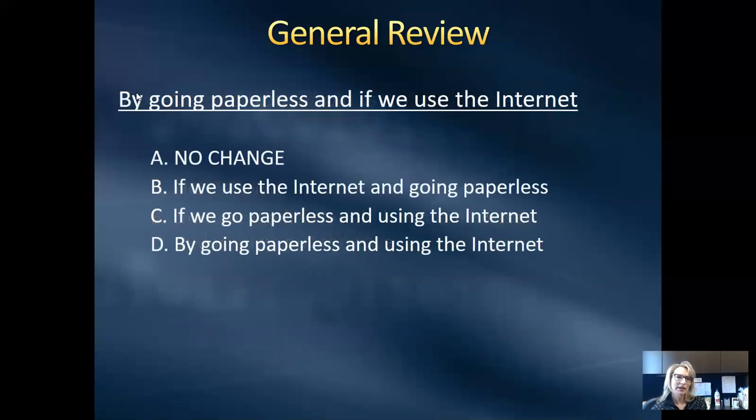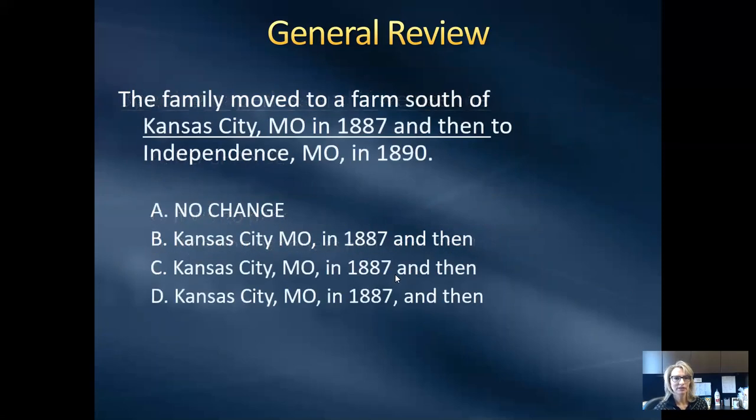All right. By going paperless and if we use the internet. So we've not kept parallel structure here. So let's look at what we want to do. So no change is not the option we want. So if we use the internet and going paperless, no, that doesn't sound good. If we just said if we use the internet and go paperless, that would have been okay, but it doesn't say that. So if we go paperless and using the internet, still we don't have the same form of the verbs. So let's look here. By going paperless and using the internet. Now we have the same form of the verb, the one that ends in ing. So D would be the correct answer.